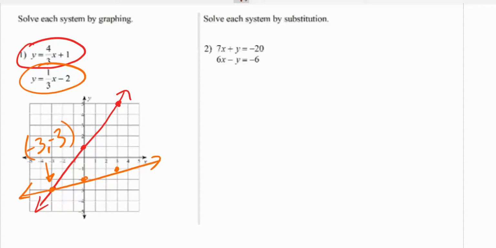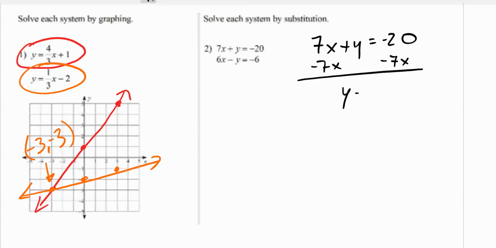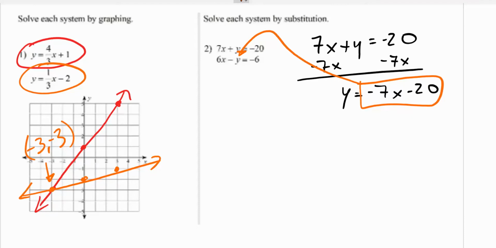Solving this system by substitution, we can look at this top equation, 7x plus y equals negative 20. And we can see that we can subtract 7x from both sides and solve for y. Our first step is to solve one of the equations for one of its variables. And now we'll take this value for y and plug it in for y in our second equation.